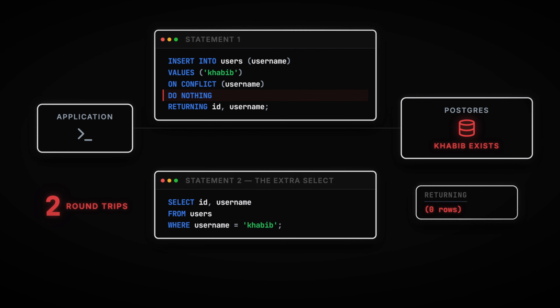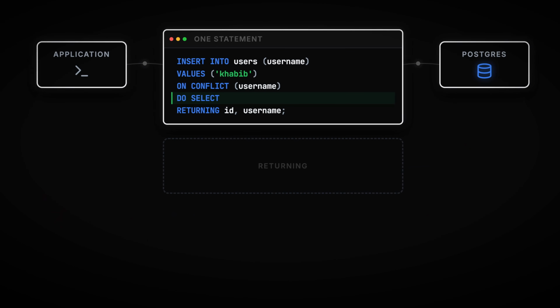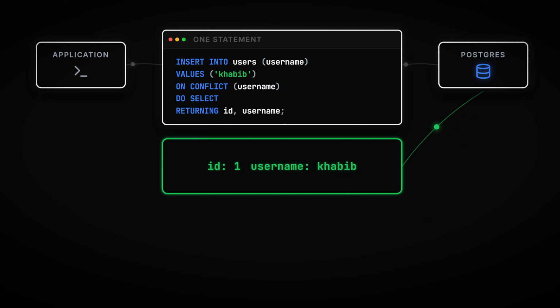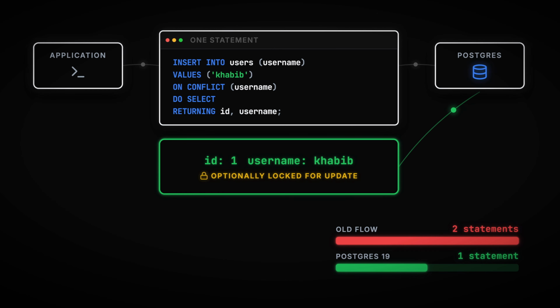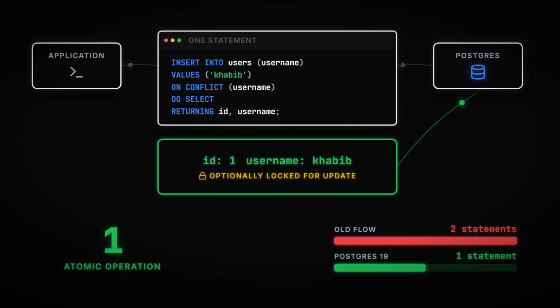Postgres 19 adds ON CONFLICT DO SELECT RETURNING. One statement can insert the row or return the conflicting row and optionally lock it for an update. That means fewer database round trips, less application logic, and one atomic operation.